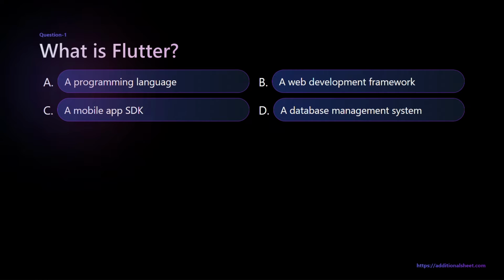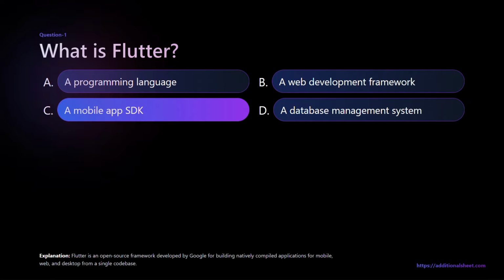Let's start our video. What is Flutter? Option A, a programming language. Option B, a web development framework. Option C, a mobile app SDK. Option D, a database management system. The correct answer is option C, a mobile app SDK.